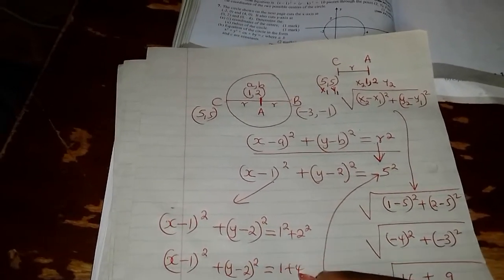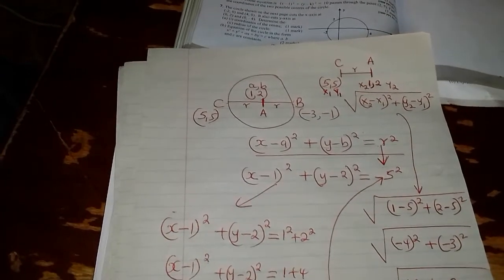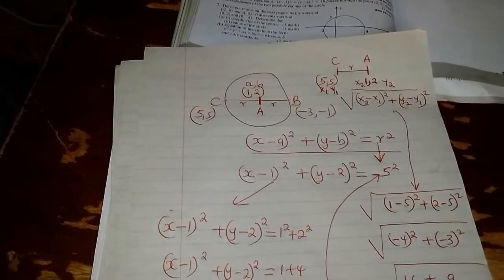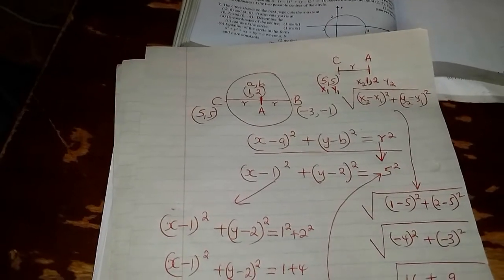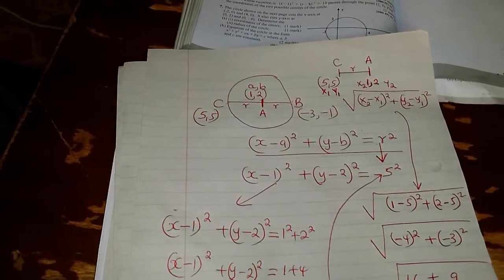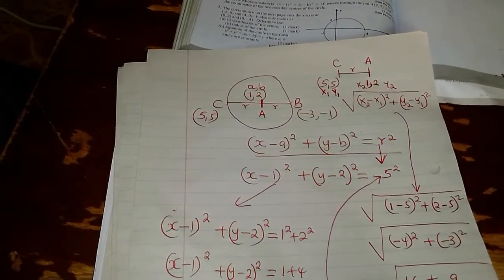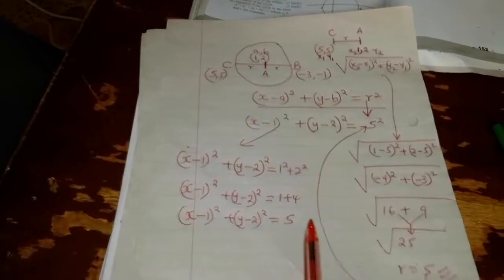So I'm going to have x minus 1 squared plus y minus 2 squared is equals to 1 plus 4. So we're going to have x minus 1 squared plus y minus 2 squared is equals to 5. And now, look at this, the same answer.